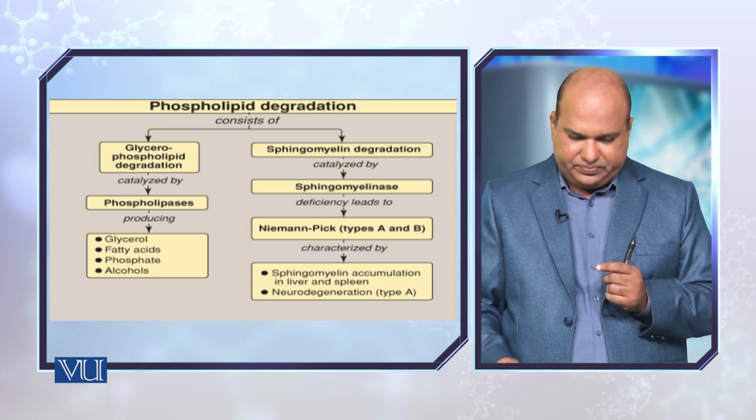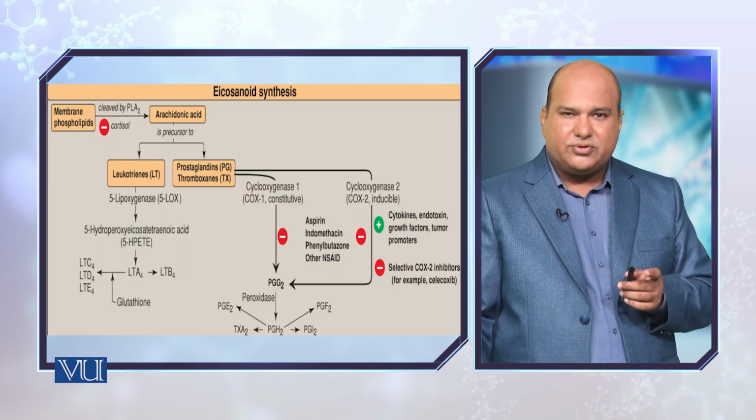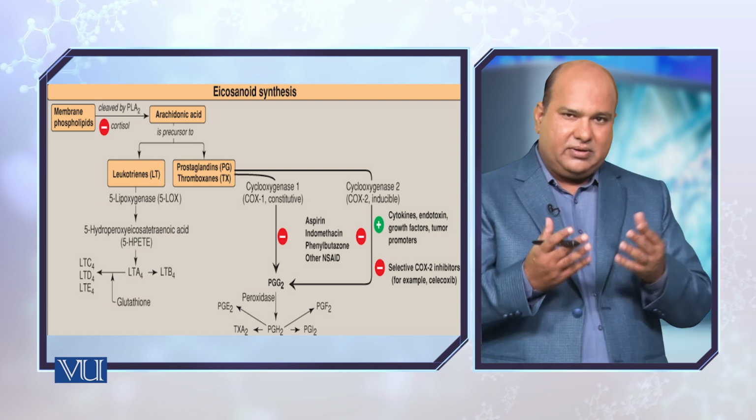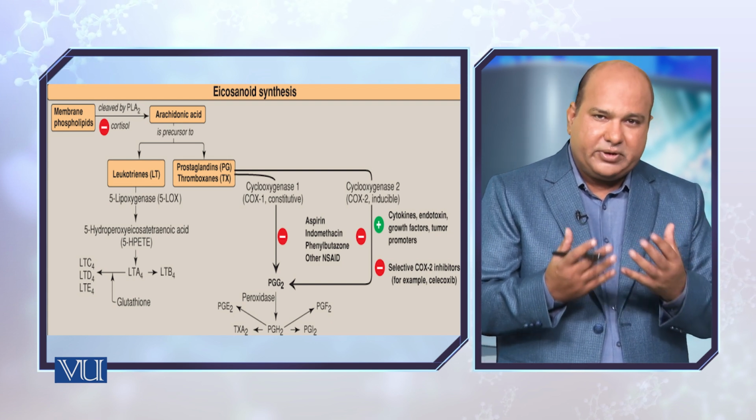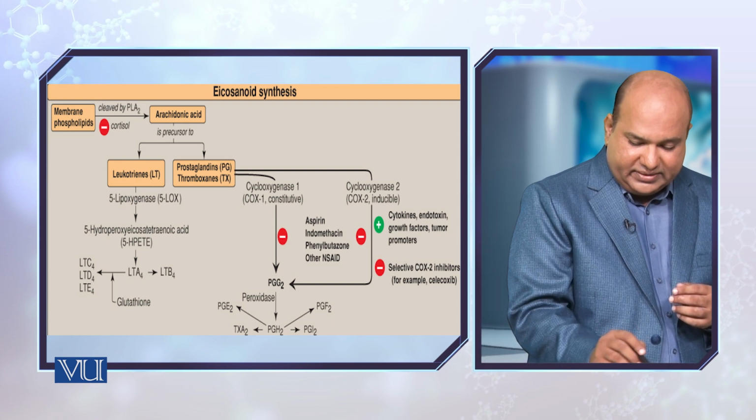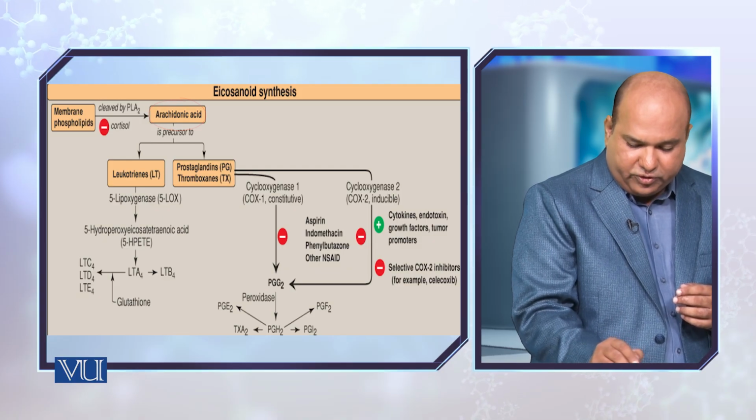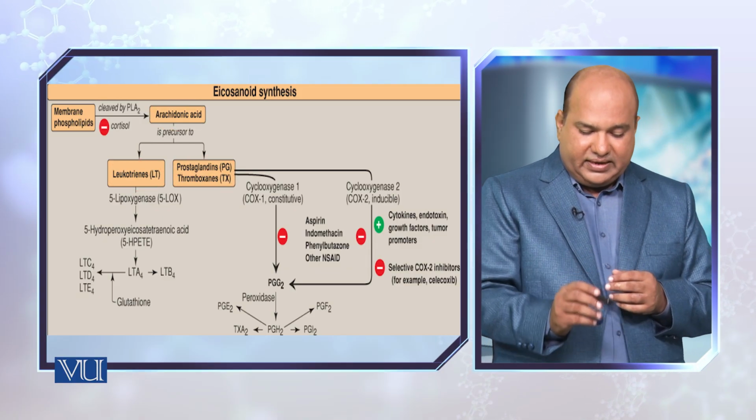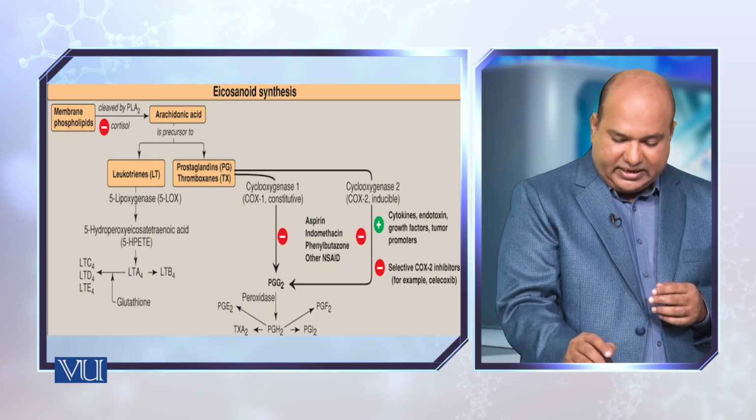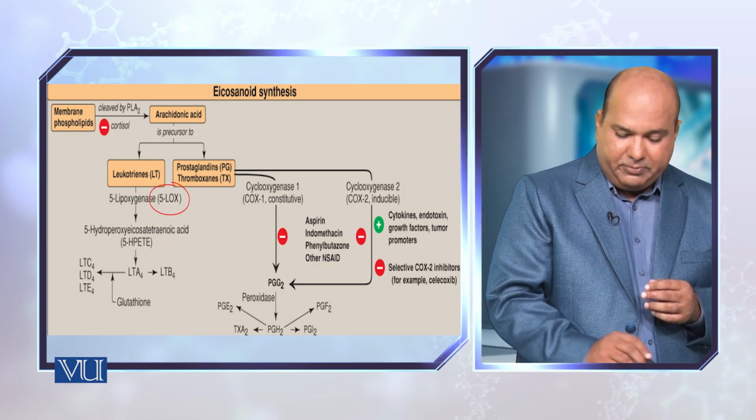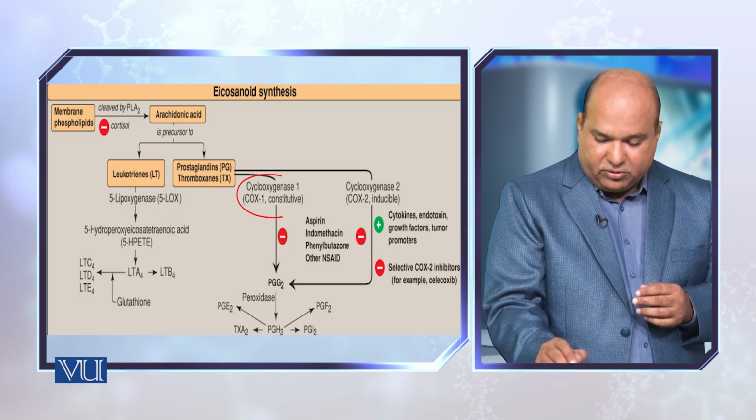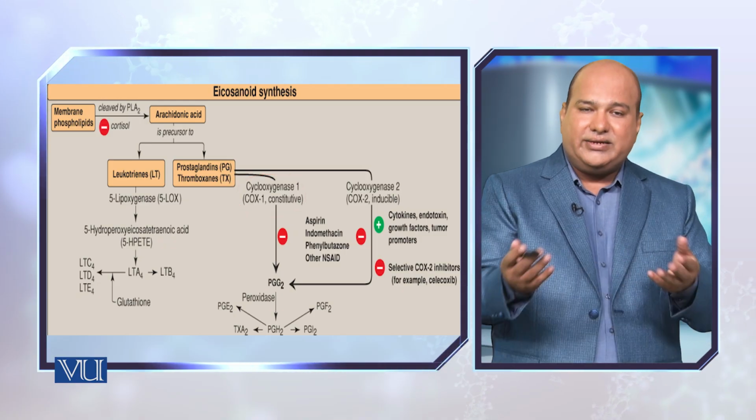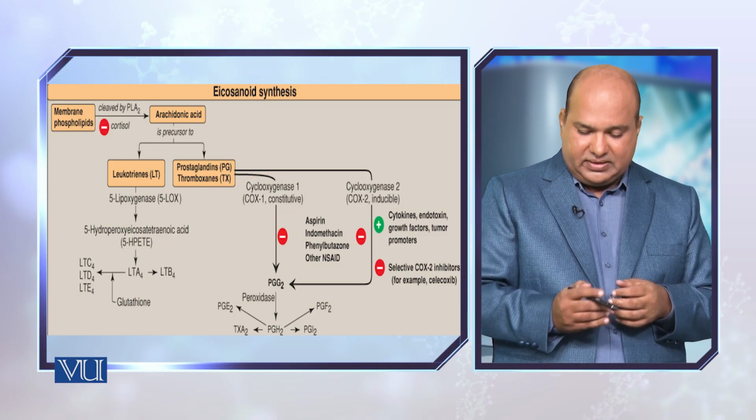And then we also saw the eicosanoids, 20 carbon compounds whose main precursor is arachidonic acid. This gives rise to leukotrienes, prostaglandins, and thromboxanes, and under the action of lipoxygenases and cyclooxygenases, they give rise to other derivative compounds.